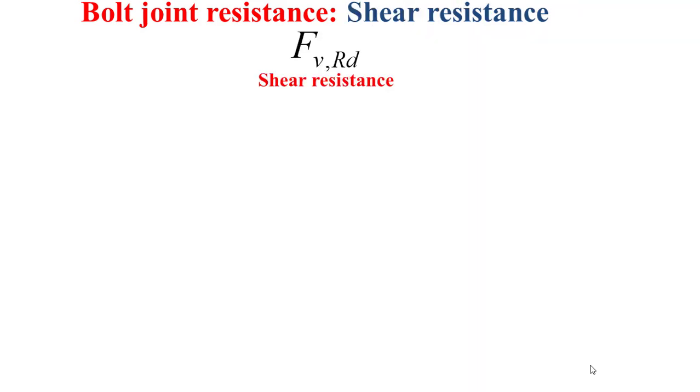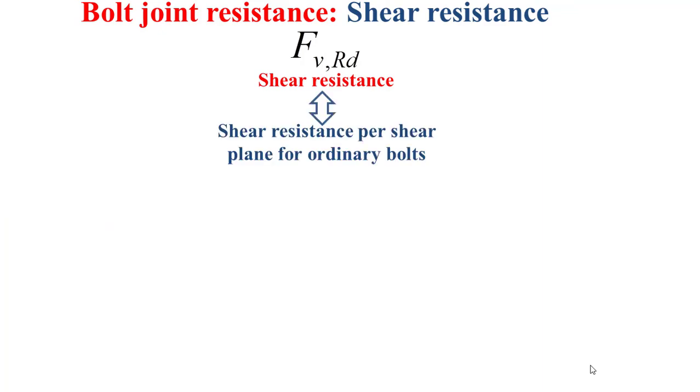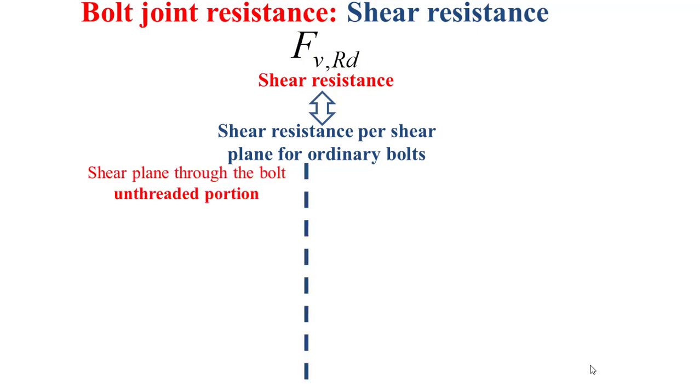For the shear resistance FvRd, technically speaking, we talk about the shear resistance per shear plane for ordinary bolts, and we have two cases. The first one is when the shear plane is crossing the bolt unthreaded portion, and the second case is when the shear plane is crossing the bolt threaded portion.